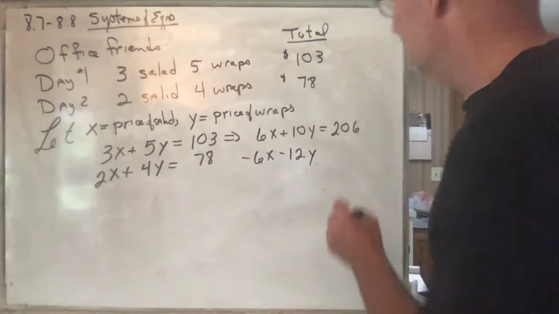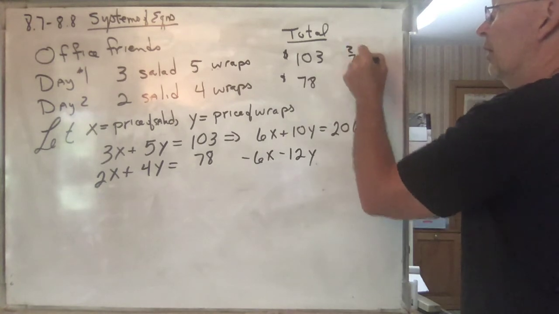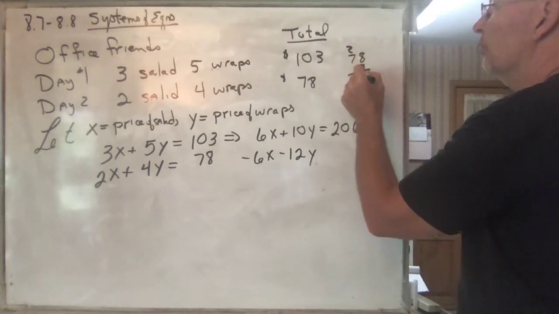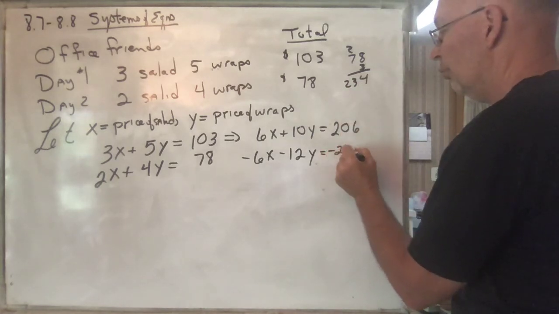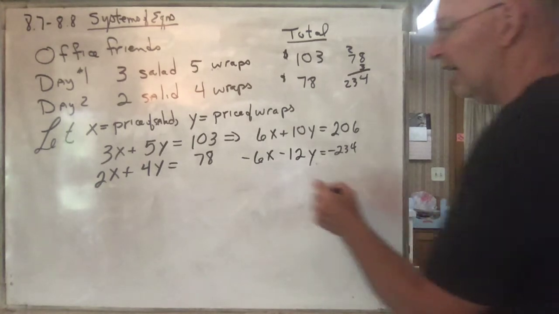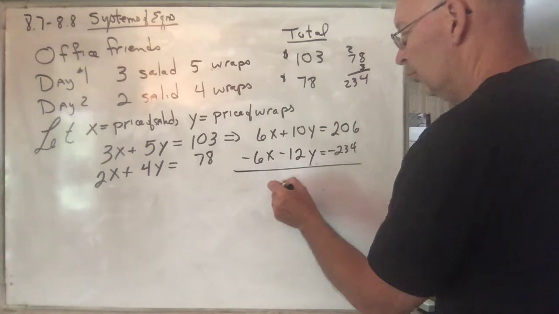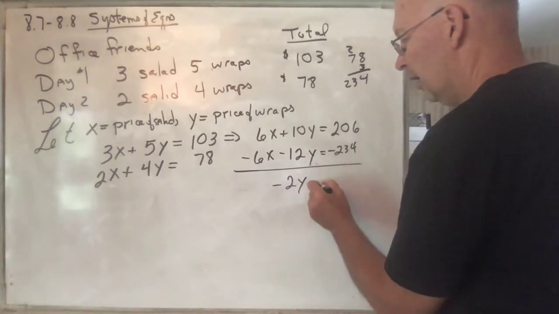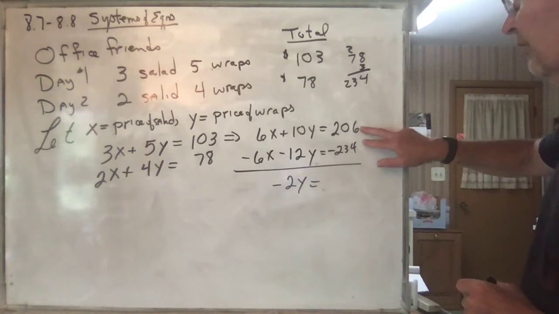And negative 3 times 78. What's 78 times 3? 4, 210, 234. So a negative 234. So now I can just add those together. And I'm going to get a negative 2y on this side. And on this side, what's the sum of these two things?